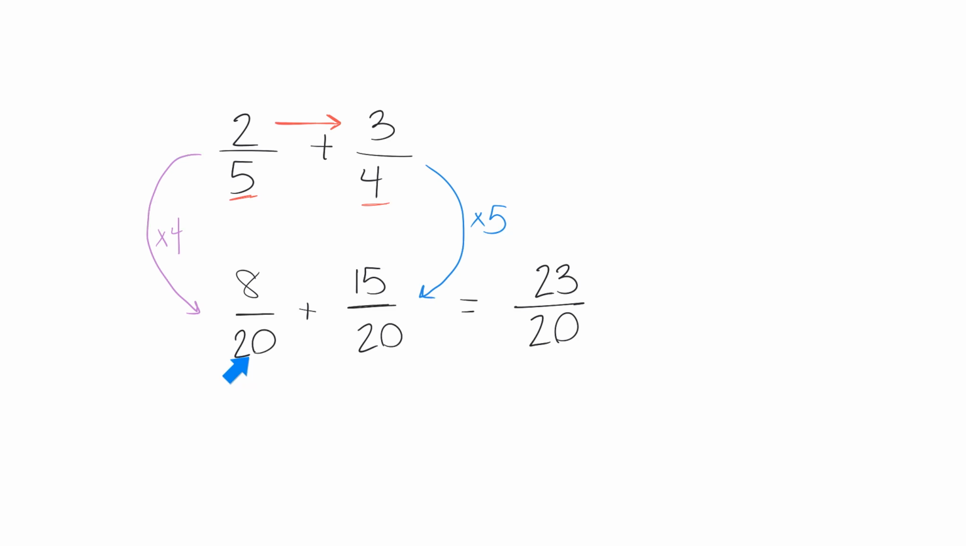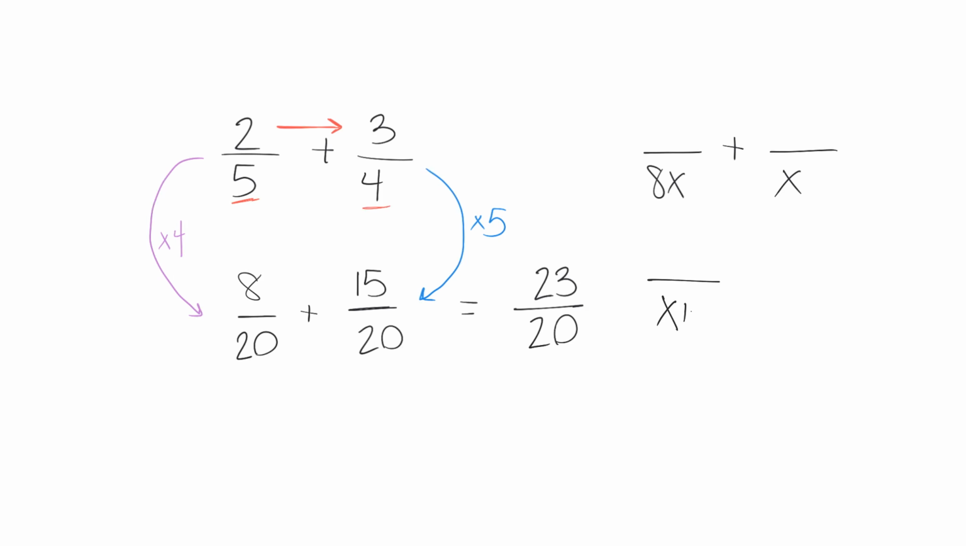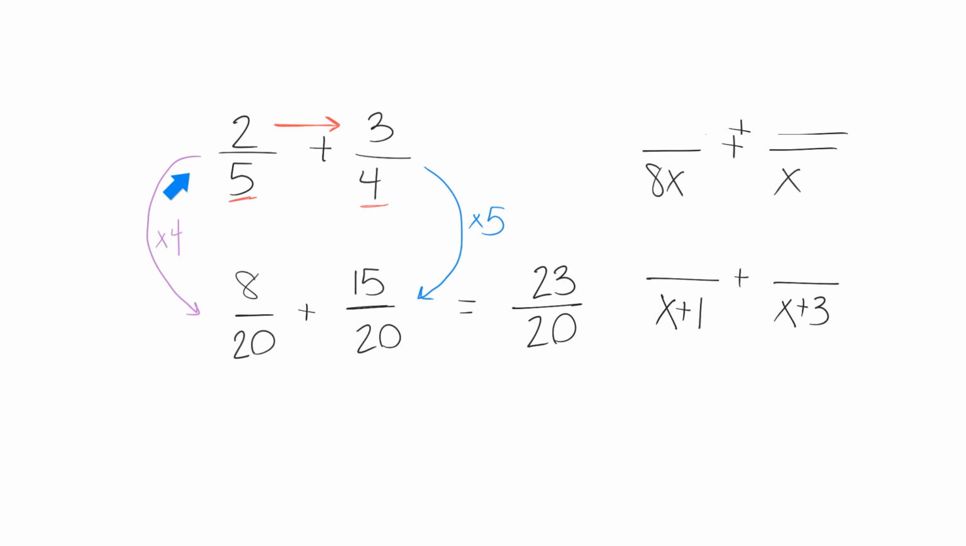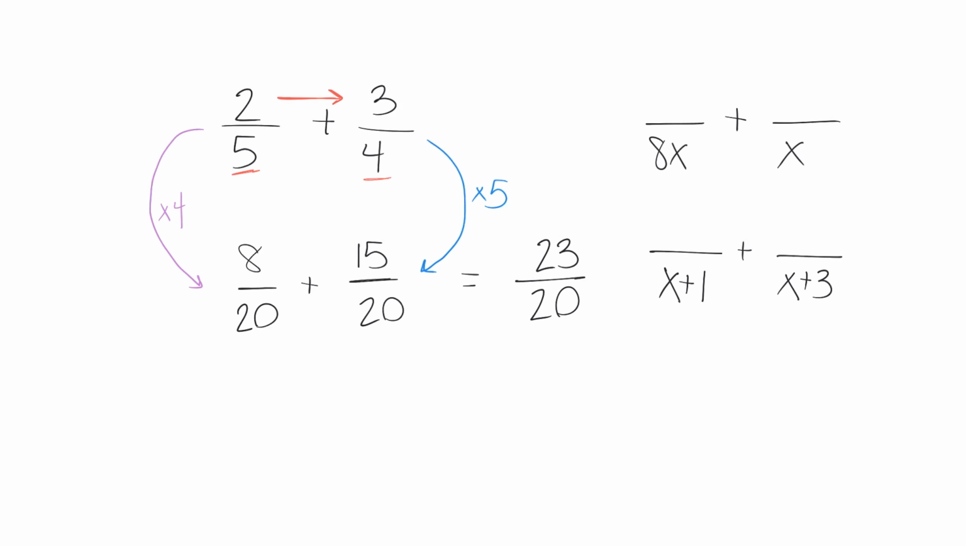We have to find a common denominator, but this time our common denominators are going to look like an 8x and an x, right? Or maybe we're going to have x plus 1 on the bottom and x plus 3 in the other one. So that's kind of where we're going, but we're going to apply the same process of multiplying by something to reach a common denominator.